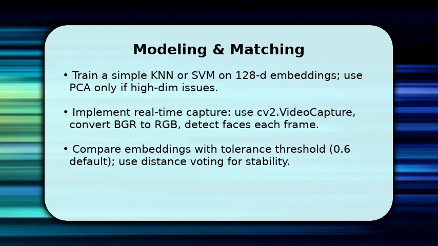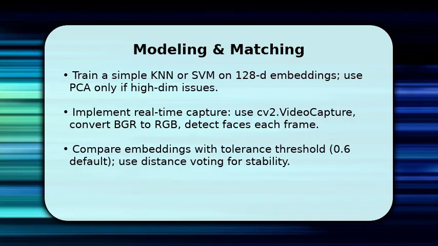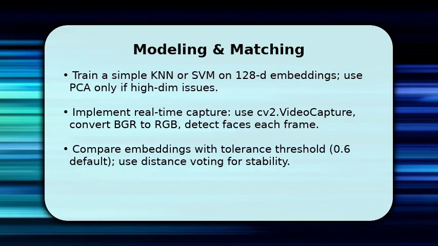Load saved embeddings and train a KNN or SVM classifier on the 128D vectors. KNN is fast for few identities, SVM scales better. Implement real-time capture with cv2.VideoCapture, convert frames to RGB, and call face_locations and face_encodings each frame.